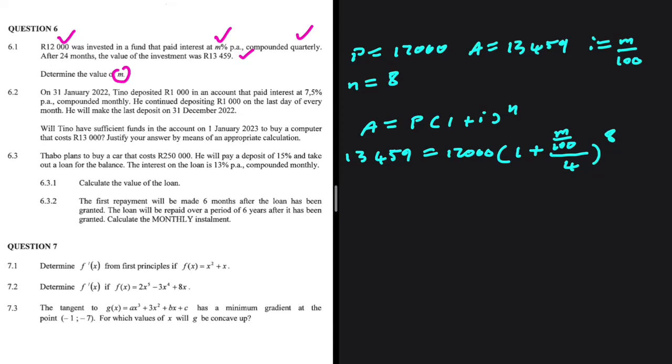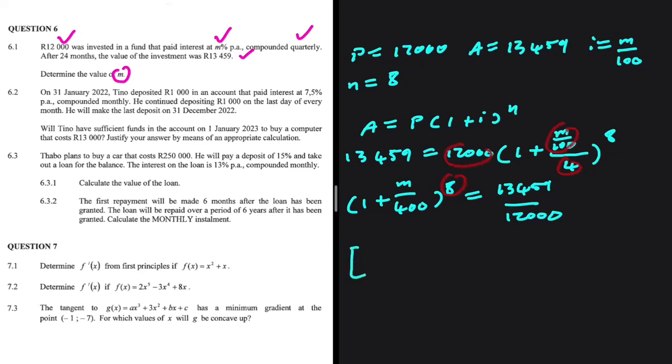The most organic step is dividing both sides by 12,000. If we do that, we're going to have 1 plus M divided by 400, everything to the power 8, being equals to 13,459 divided by 12,000. M divided by 100 divided by 4 is the same as M divided by 400. So we can just write that instead. Now what we want to do is get rid of this 8. How do we do that?